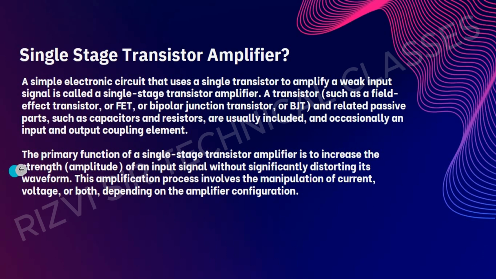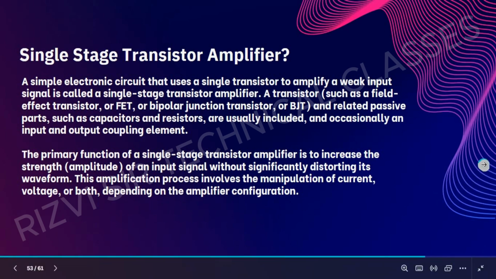I will show you in further slides that the primary function of a single stage transistor amplifier is to increase the strength, that means the amplitude, of an input signal without significantly distorting its waveform. This amplification process involves the manipulation of current, voltage, or both, depending on the amplifier configuration.